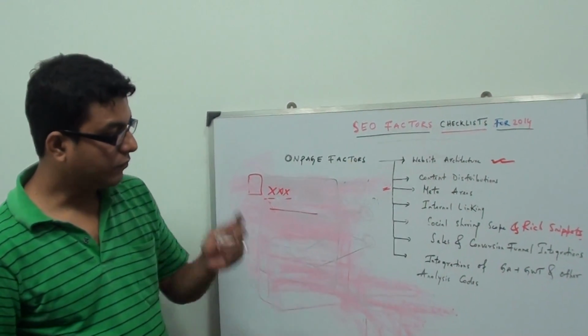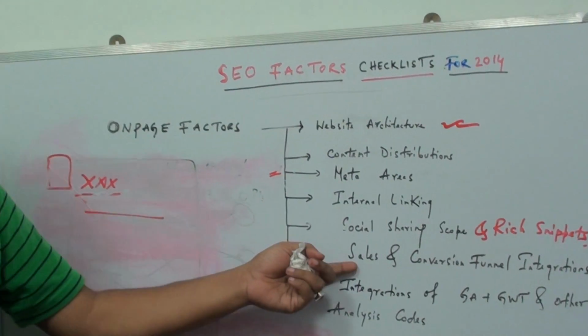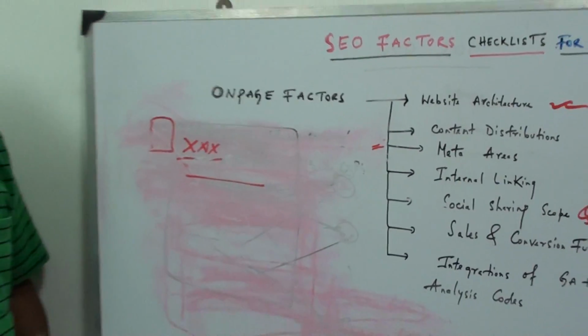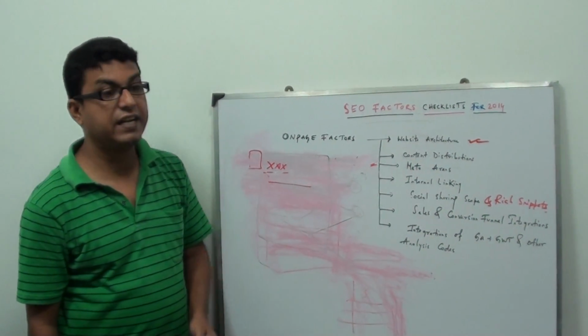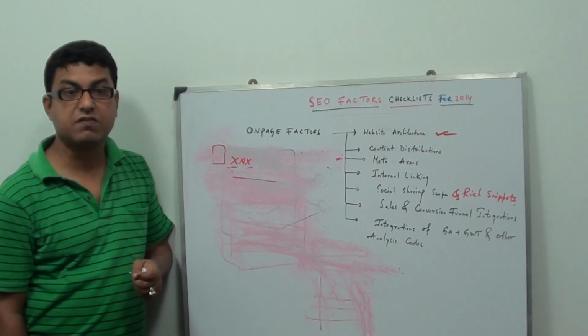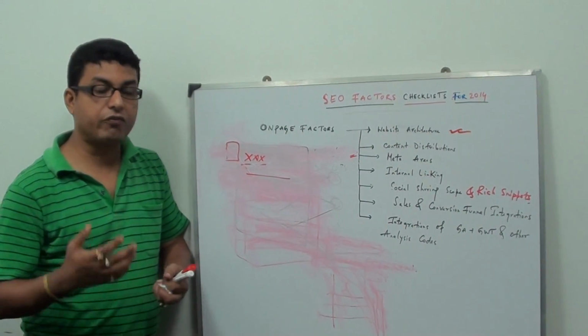Okay, next part. For a lot of websites, this is especially important because it also comes up among the factors. Now, sales and conversion funnel integrations. So sales and conversion funnel integrations are important. Why? Because when you are doing SEO, there are a lot of websites.